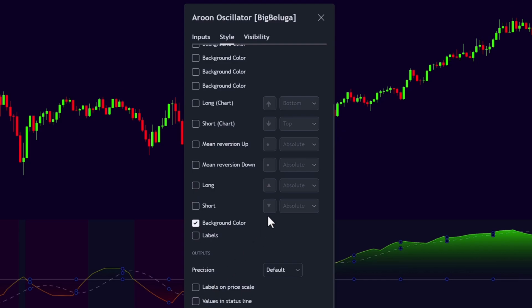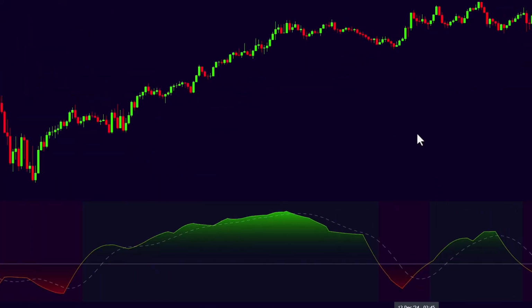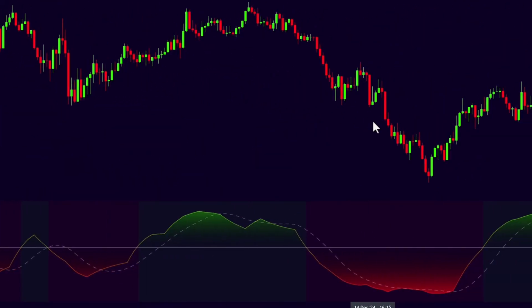Now that the Aroon oscillator is set up, we have a powerful tool to help spot profitable trading opportunities.